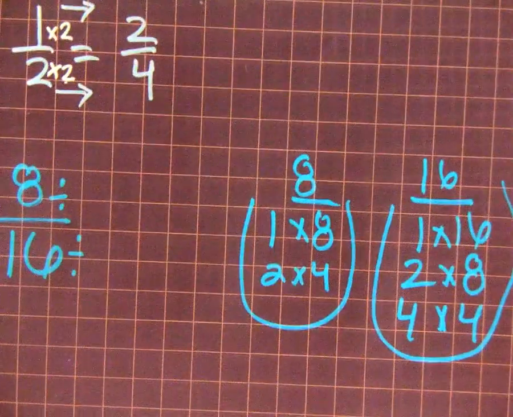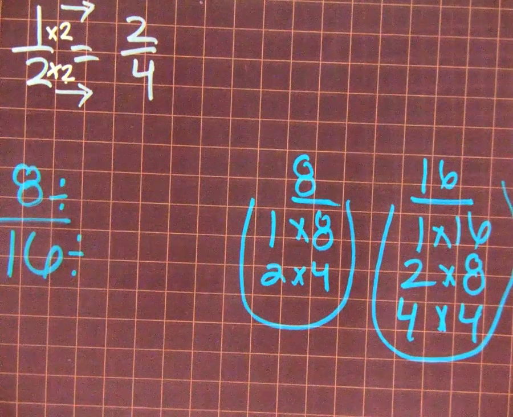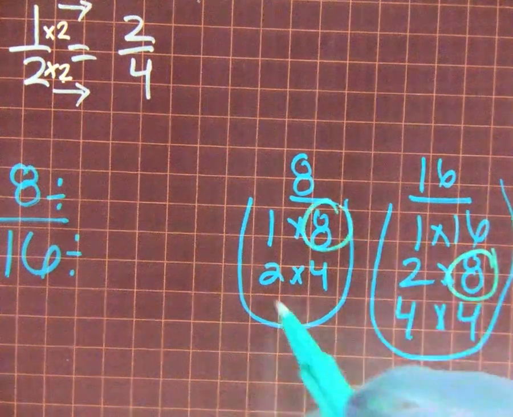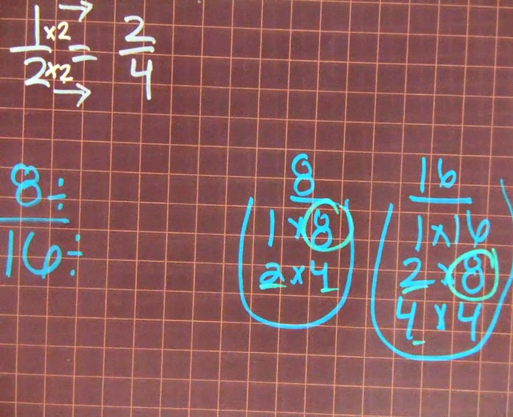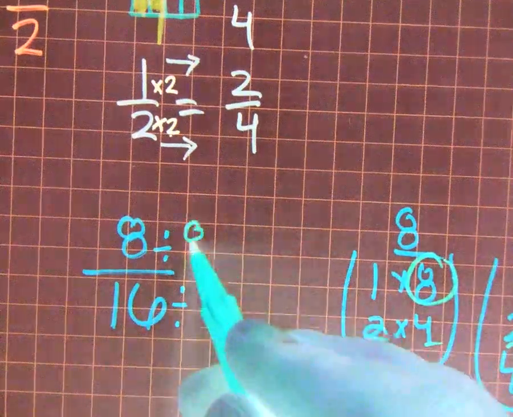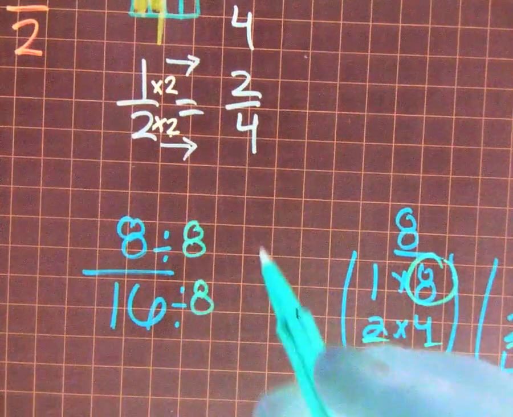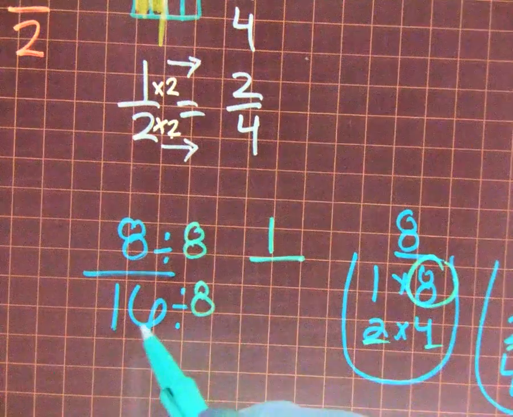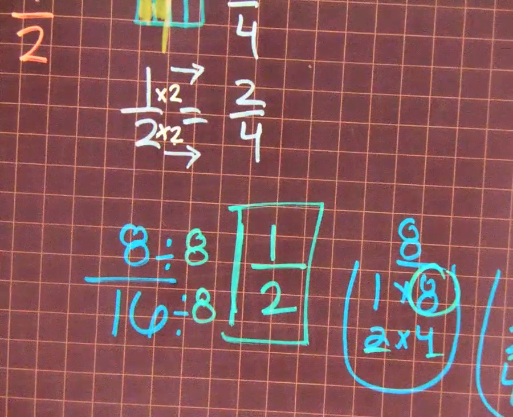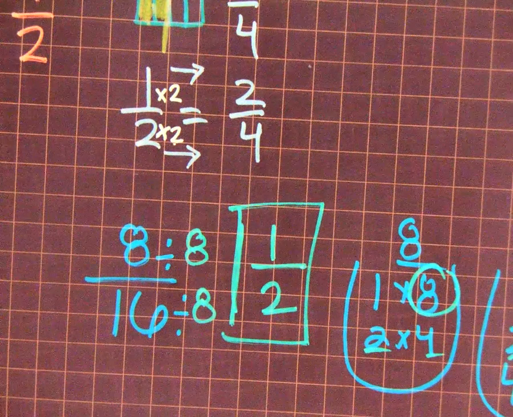So look for the greatest common factor again. There's an 8 here, that's the biggest one, 8 here. Now yeah, there's a 2 and there's a 4, but the greatest, the biggest is 8. So we can divide both of these by 8. 8 divided by 8 is 1, 16 divided by 8 is 2. So again, I have reduced my fraction into its simplest form, 1/2.